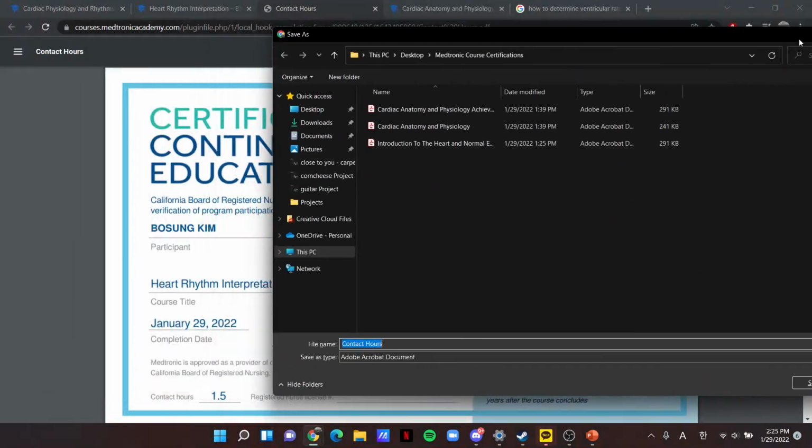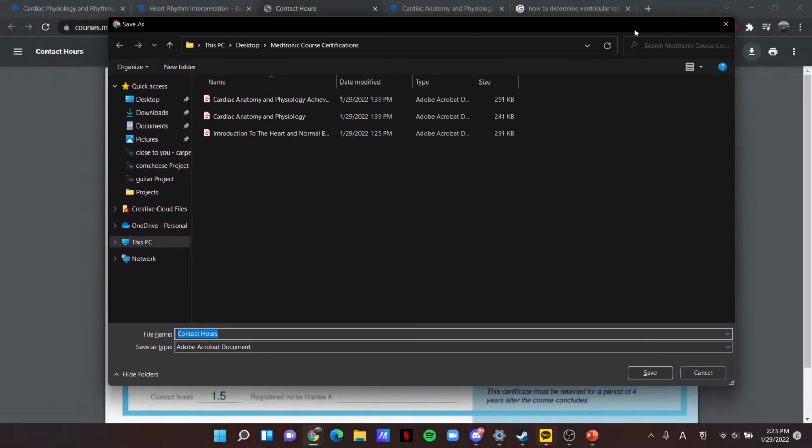Heart rhythm interpretation. Heart rhythm interpretation. ECGs, basic ECGs.